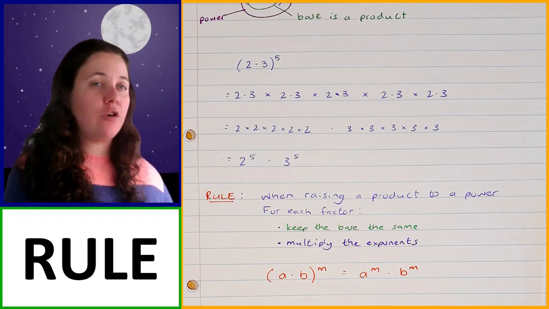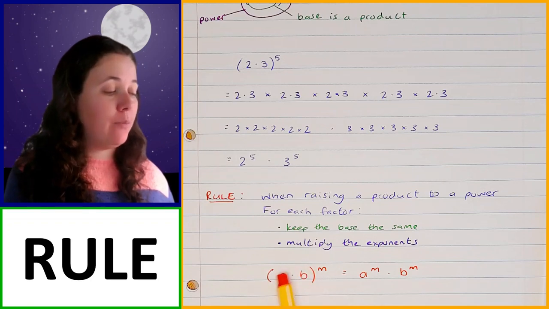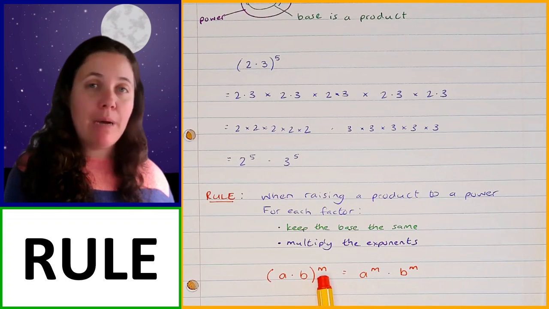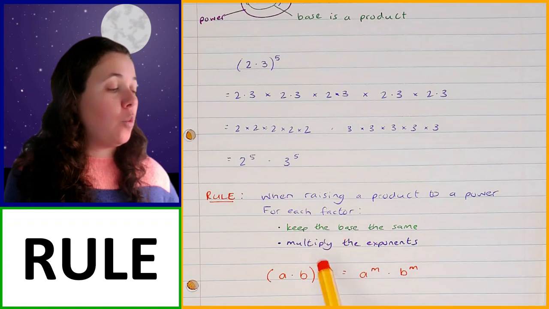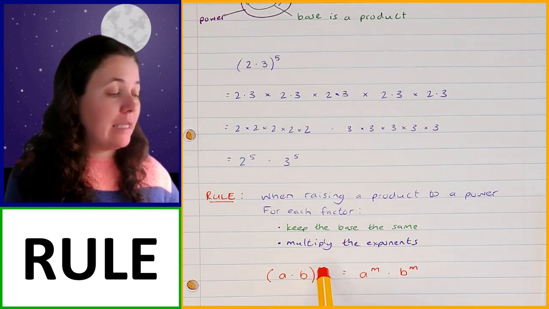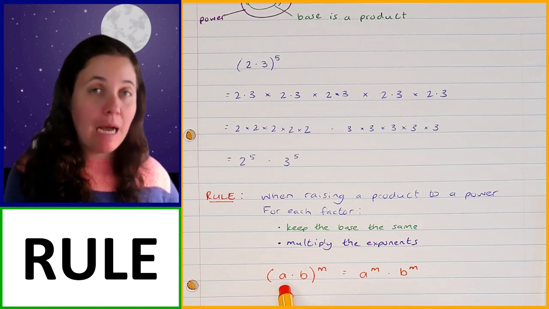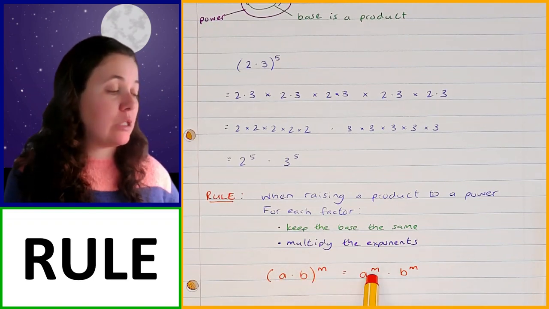Okay, so over here I've got two factors, so A and B are representing two different factors of a product, and that is in brackets, and it's being raised to a power outside the brackets, so I've got an M outside as an exponent. Then that exponent gets given to each of those factors, and I would treat it in the same way as I do when I'm raising a power to a power. So if there is an exponent on either of these, I multiply it by the exponent outside as well.